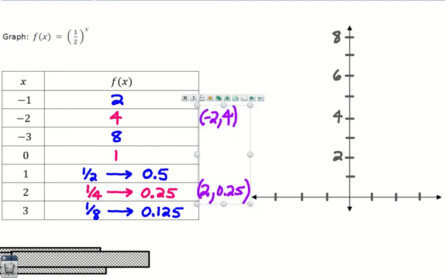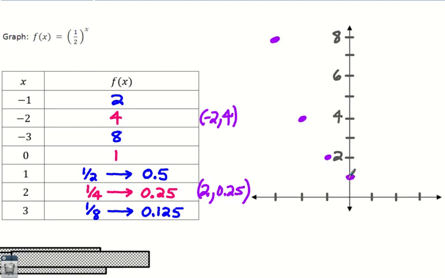I just want those to be purple. So plotting all these points like -1, 2, which would be right there, I do believe. -2, 4 would be like there. -3, 8 would be like there-ish.